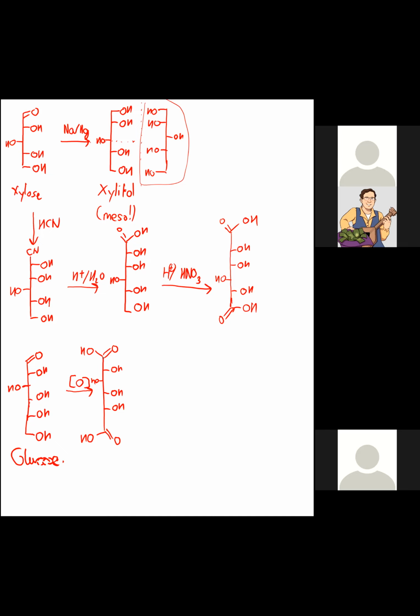So anyways, we have got a carboxylic acid now, a dicarboxylic acid. And now, using the stupid naming system that we've developed, this is glucaric acid. If it only has the one carboxylic acid at the top, it's gluconic acid.